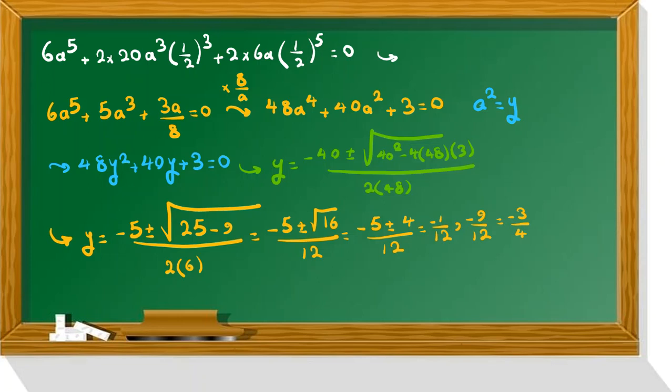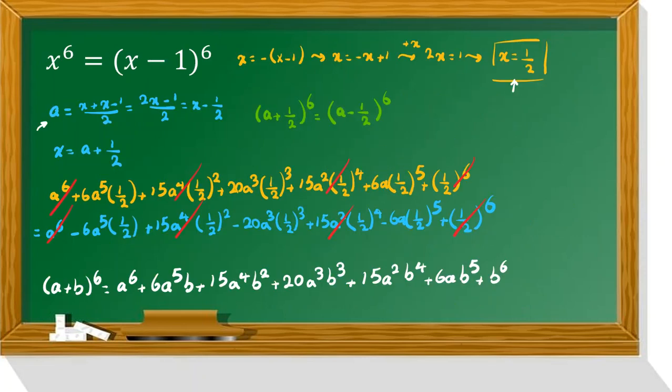Now, y is what? y is a squared. So you can say a squared equals these numbers. So a equals plus minus the square root of negative 1 over 12 and plus minus the square root of negative 3 over 4. In complex numbers, we define i equal to root negative 1. So it will be plus minus i over root 12 and plus minus i root 3 over 2. But we want x. x is a plus 1/2.